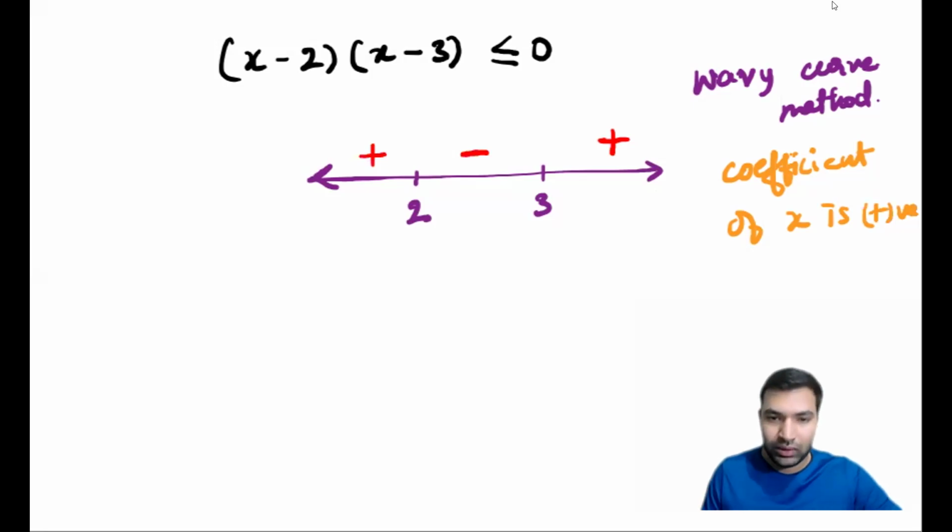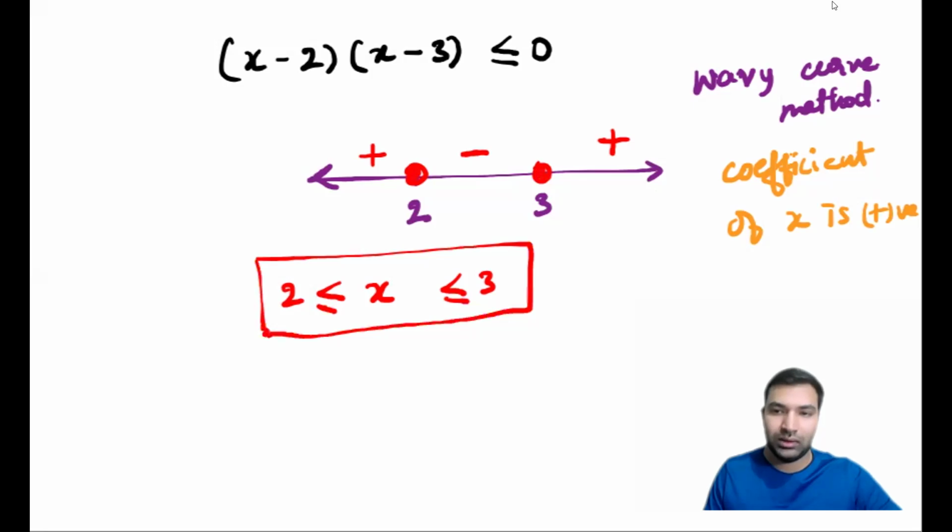So now, how do you write the final answer? X is greater than 2 and lesser than 3. But what happens at 2 and 3? It is equal to 0, and that is given over here. So these two are included. So I'll write this. Okay. So this time, this is the solution. And I hope you understood the wavy curve method. So we always start with the positive sign, and then we change the signs alternatively. Okay. So positive, negative, positive.